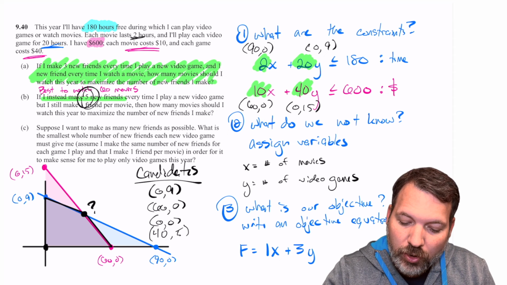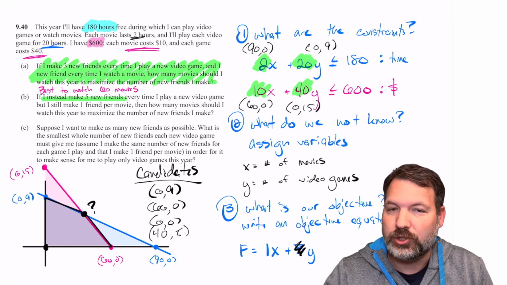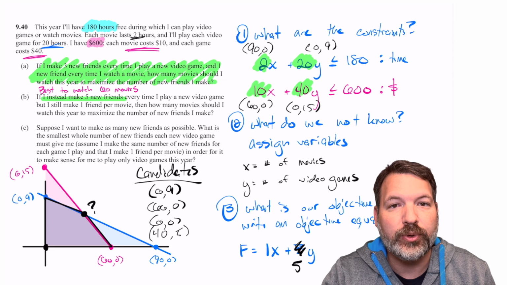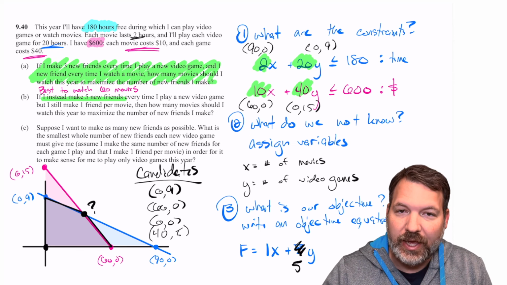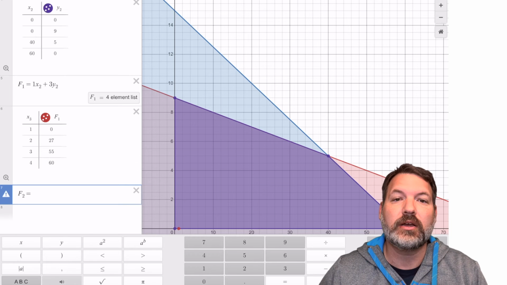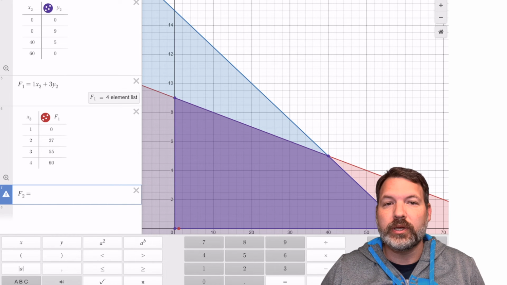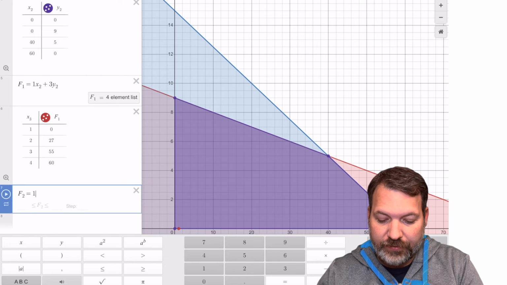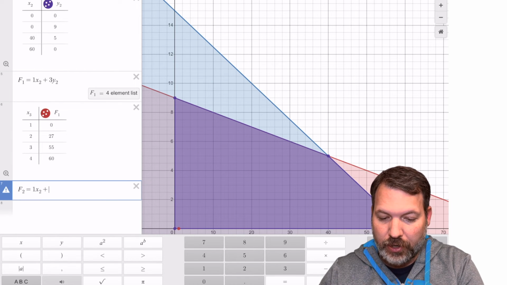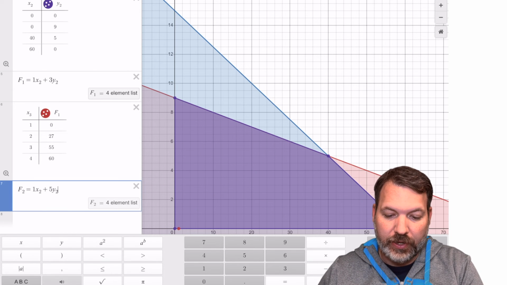Now, this is going to require that I adjust my objective equation. In fact, here I would now say that f, my number of friends, is equal to 1 times x plus 5 times y. Again, I don't want to have to do this math myself, so I'm going to have Desmos do it, computing something I'm going to call f2. f2 equals 1 times the number of movies that I watched this year plus 5 times the number of video games.